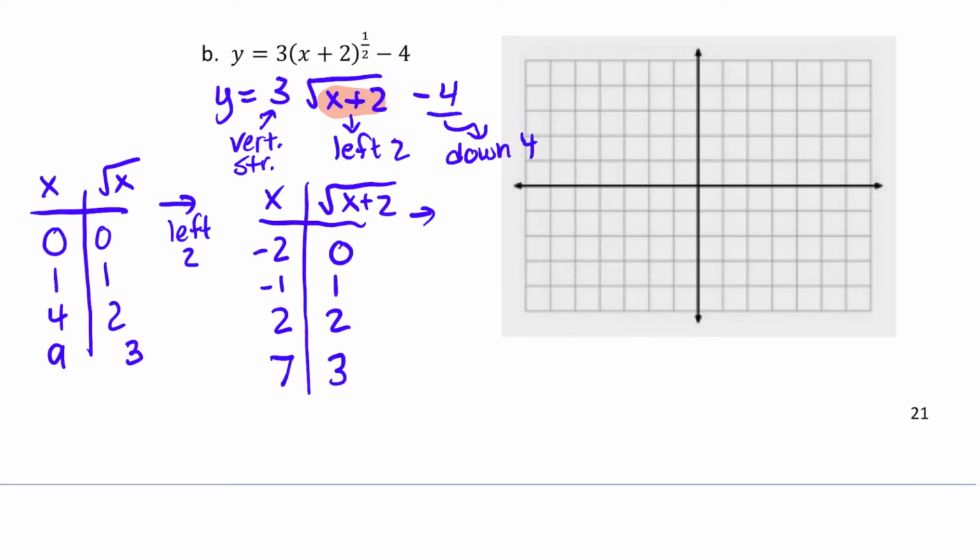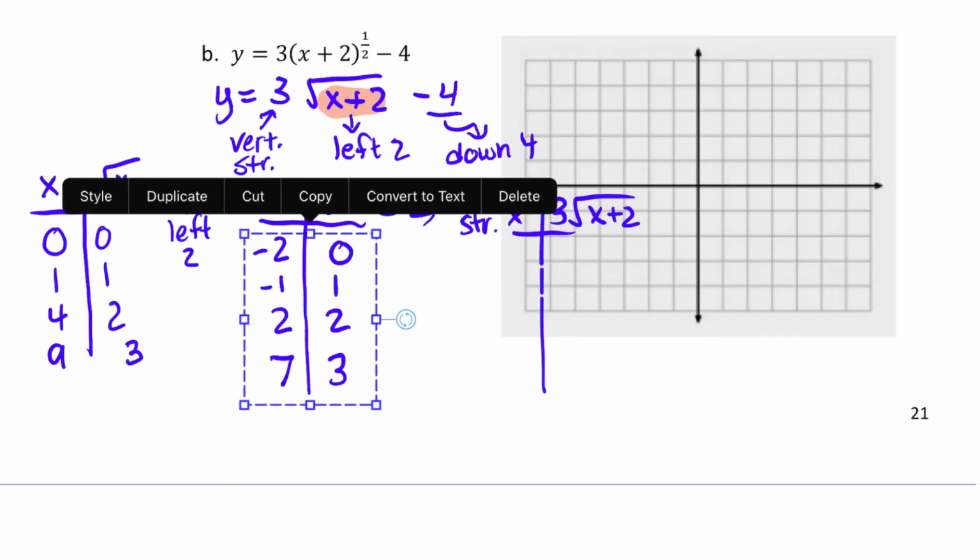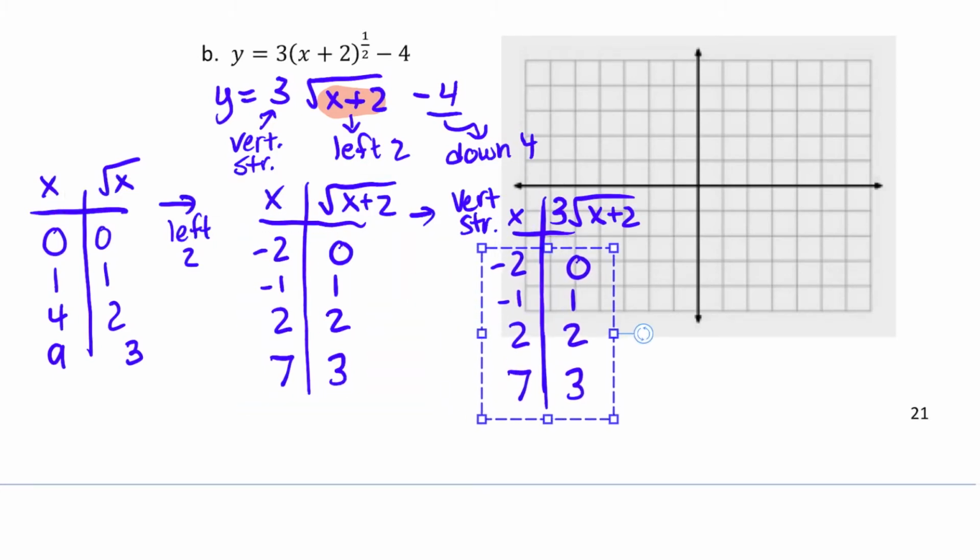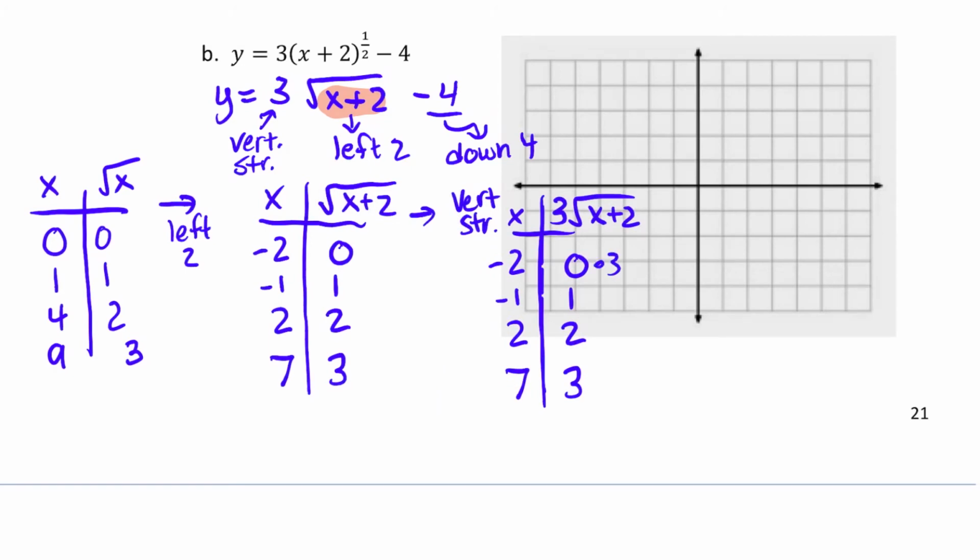Now I need to stretch it vertically by a factor of 3 because I do my multiplications before I subtract that 4 that moves it down on the end. Since this is a vertical stretch, I'm multiplying my output, my y values, by 3. So let me take my previous table, multiply all those y values by 3, and I'm going to have those new y coordinates.